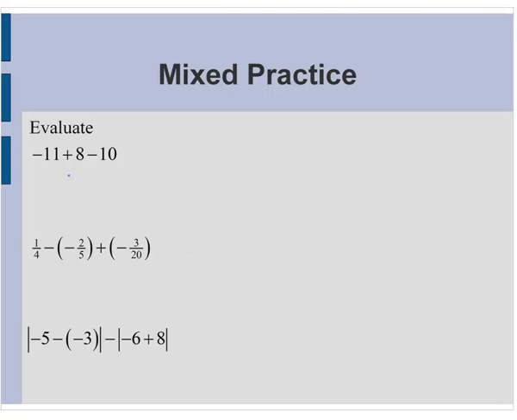Negative 11 plus 8 minus 10. Well, the first thing I would do is simplify the negative 11 plus 8. Negative 11 plus 8 becomes negative 3, because 11 is larger than 8, so we keep the sign of the 11. And we subtract the values. Negative 3 minus 10 is the same as negative 3 plus negative 10, which gives us, since they're the same sign, a negative, and adding the values, 3 plus 10, 13.